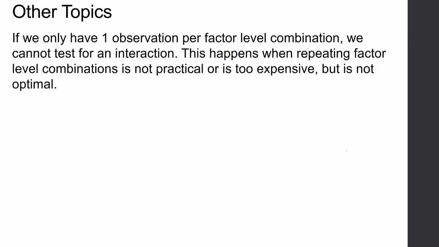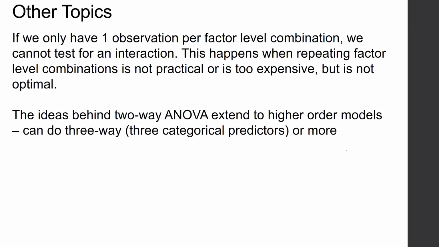So if we only have one observation, we've got other topics that we need to go over now. If we only have one observation per factor level combination, we cannot test for an interaction. This happens when repeating factor level combinations is not practical or is too expensive, but it's not optimal. So your book will cover designs that are not replicated, but I typically don't use any examples with it. The only thing you really need to know is that you cannot test for the interaction, which is kind of important. It does happen a lot in practice, but it's a drawback, but sometimes it's what you have to deal with in reality.